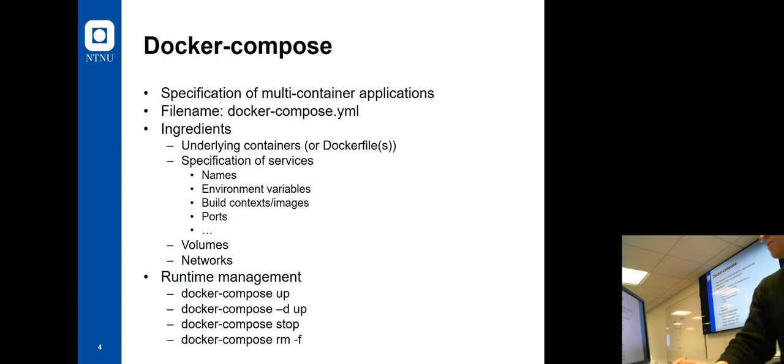Fundamentally, it's always specified in one file called docker-compose.yaml. Can also be with an A, doesn't matter. This is fixed, you can't change that file name, or you need to comply with that specification, similar to the Dockerfile, which needs to be called Dockerfile. And what do we specify in there? Well, names of services. We have volumes that we need to specify in there, and potential networks.